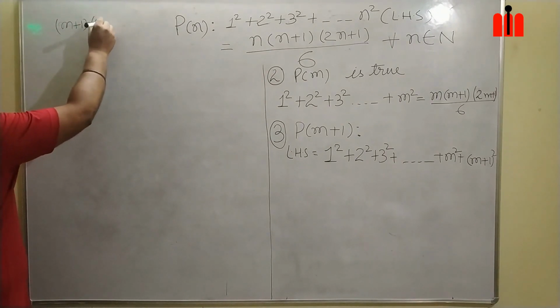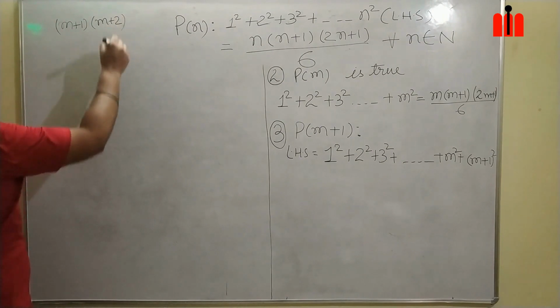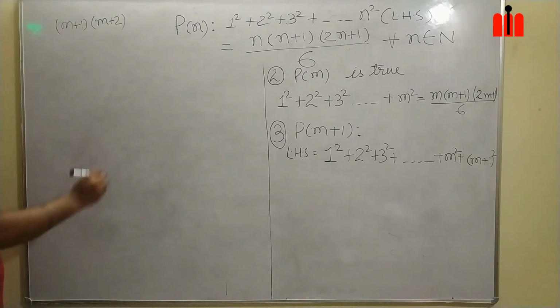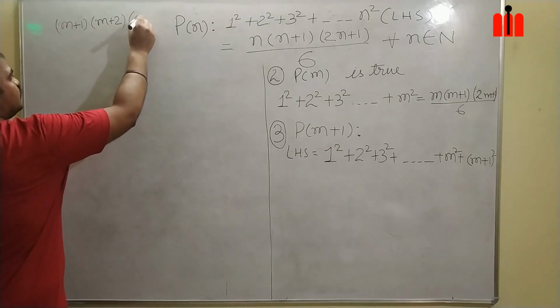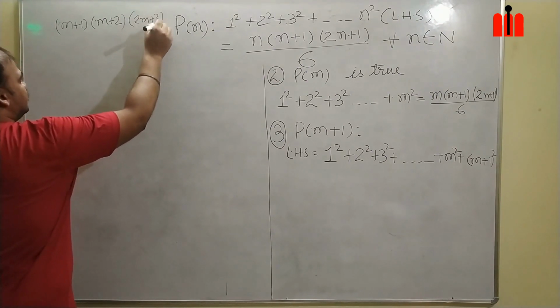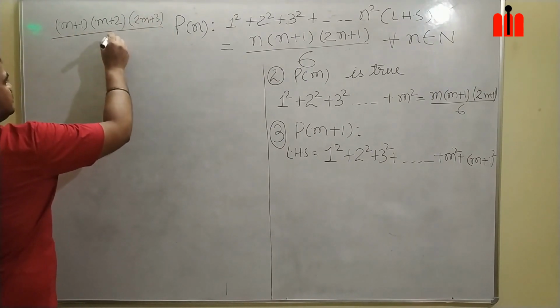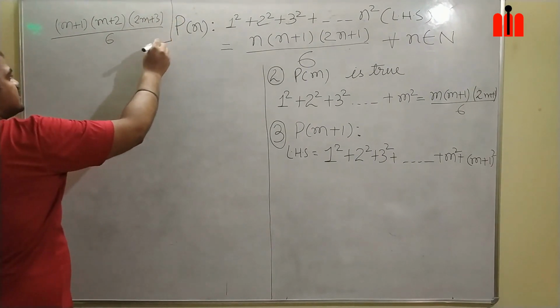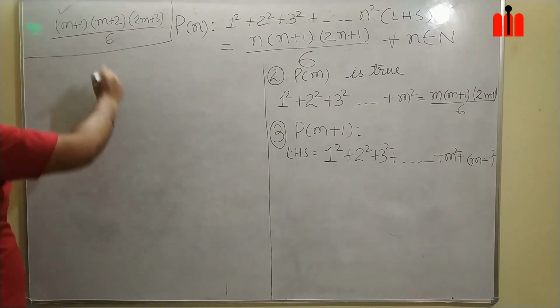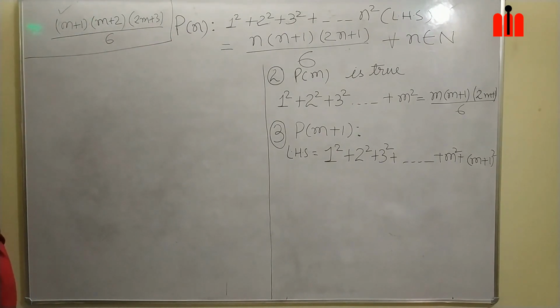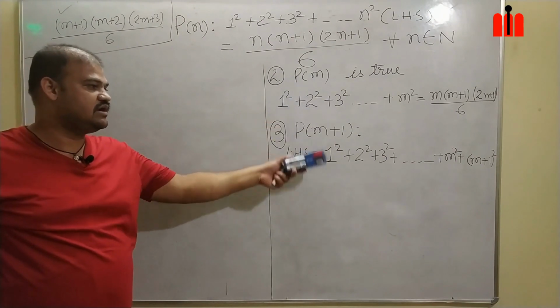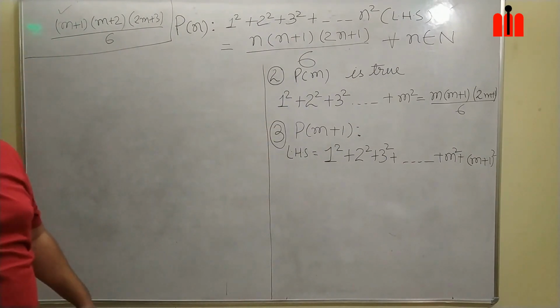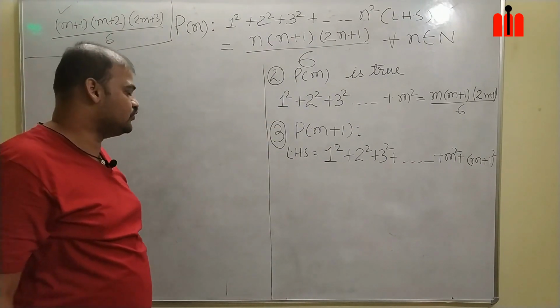Now my n plus 1 will become m plus 2, and 2n plus 1 will become 2m plus 3, whole divided by 6. Okay, so let's keep this as our target, and we have to achieve this by using this concrete statement in this induction step. This is what we are going to do.